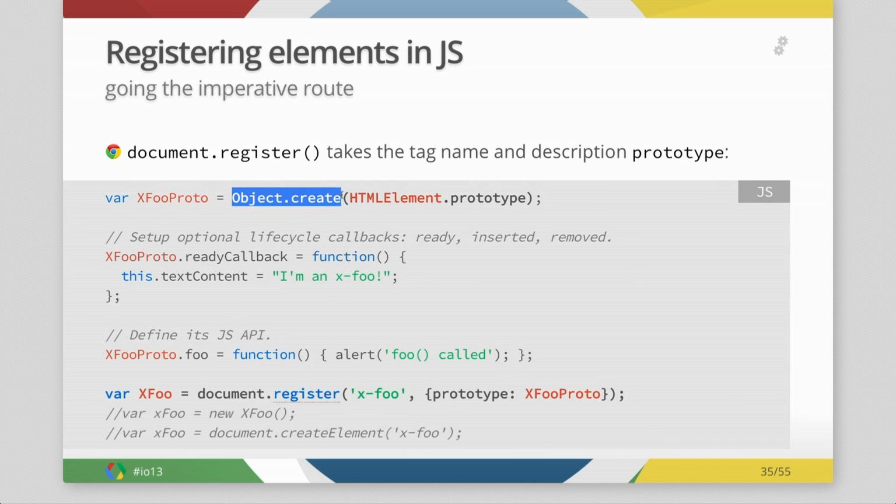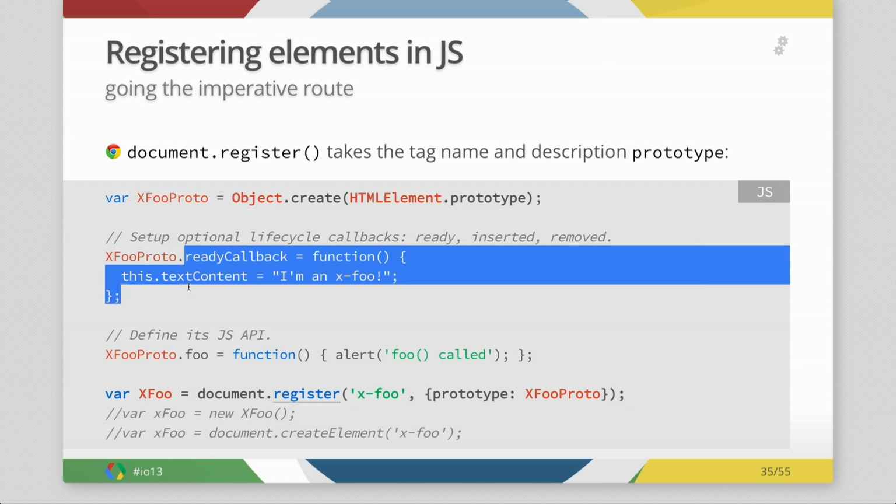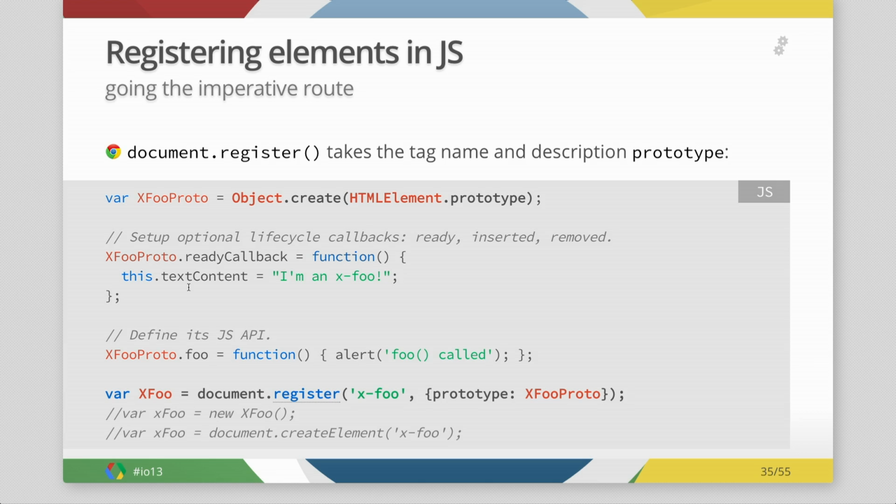So I can use Object.create, and I'm saying, okay, create an element for me. We're going to be inheriting from the HTMLElement prototype. So basically just a standard element. I'll set up that ready callback in JavaScript on the prototype chain. And again, the ready callback in this case, all it does is set the inner text to I'm an x-foo. Example of creating the imperative API: I'll add that foo function to my prototype chain, which just alerts itself.